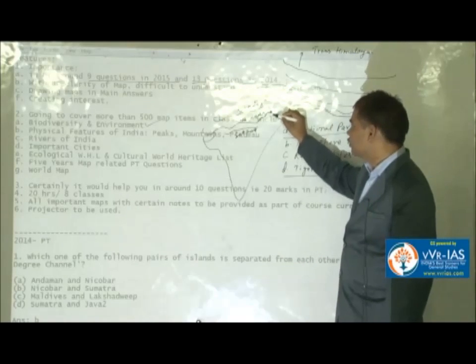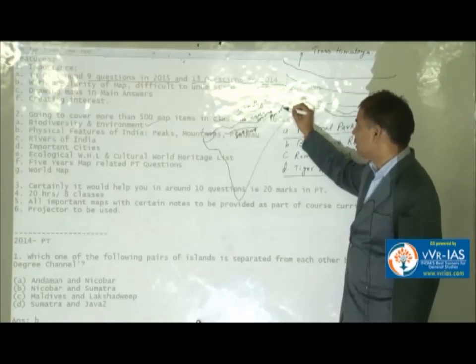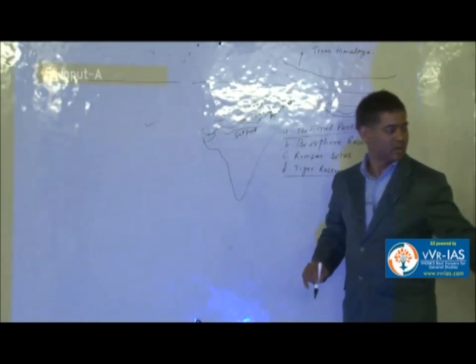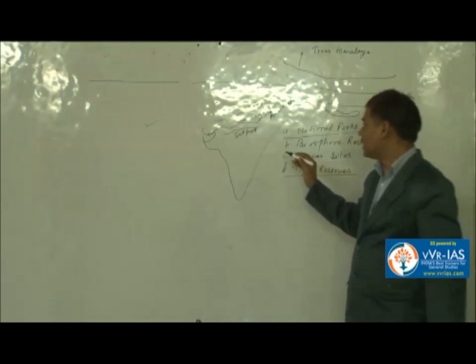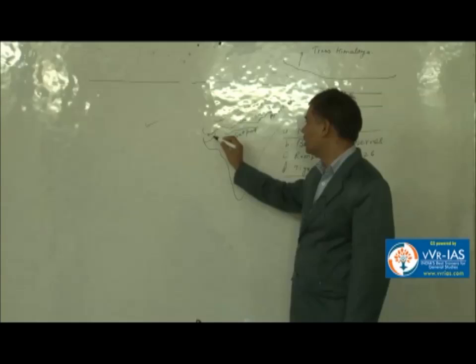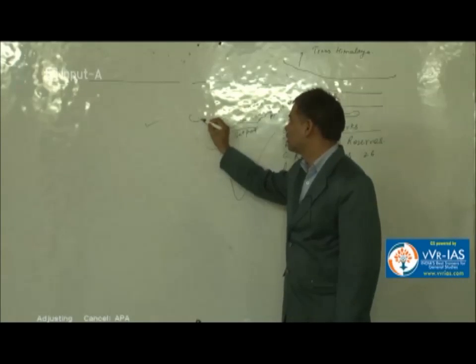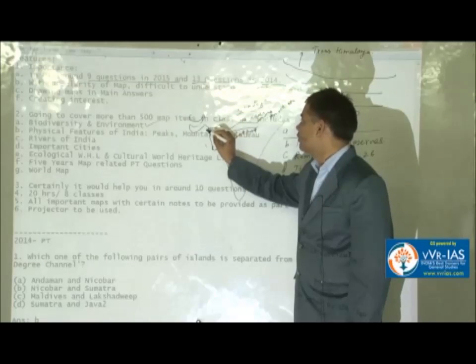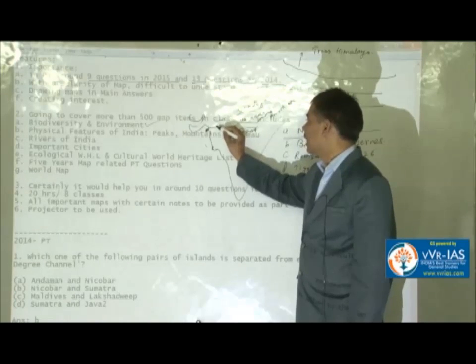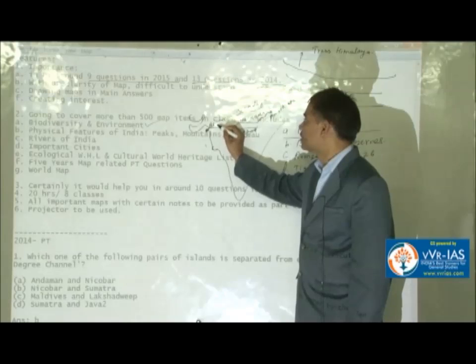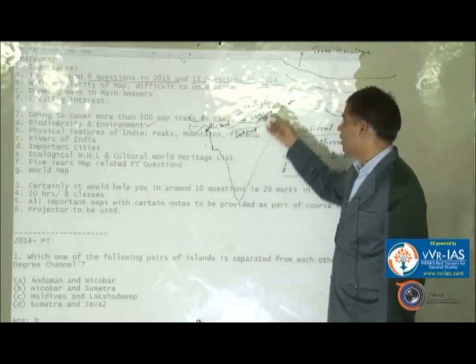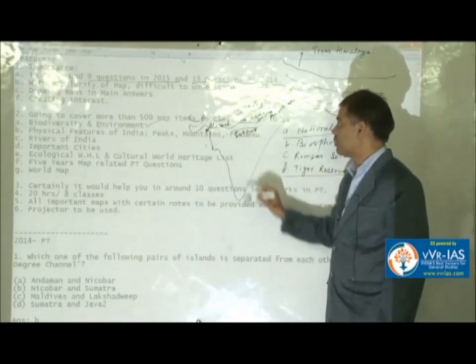The Narmada originates from Amarkantak, and it will be joining the Arabian Sea near the Gulf of Khambhat, and here is Bharuch. So we are going to talk about the Vindhya mountain and the Satpura mountain.